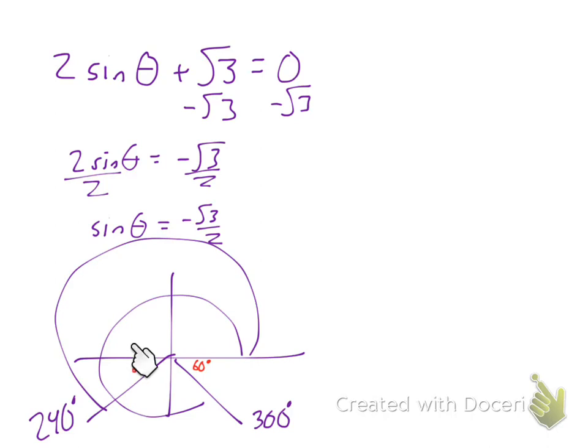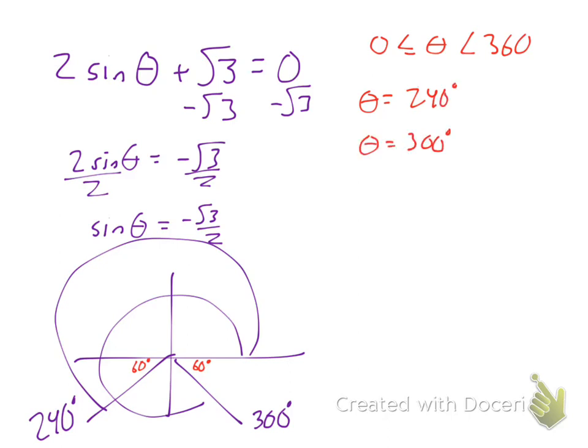So you know that if I took 180 plus 60, where am I at? 240. If I took 360 and I subtracted out the 60, where am I at? 300. So, keeping with what we were doing earlier, if I stated I wanted to know theta between 0 and 360, well then theta is equal to 240 degrees, and theta is equal to 300 degrees. You're done. Yeah? Now that seems pretty easy.